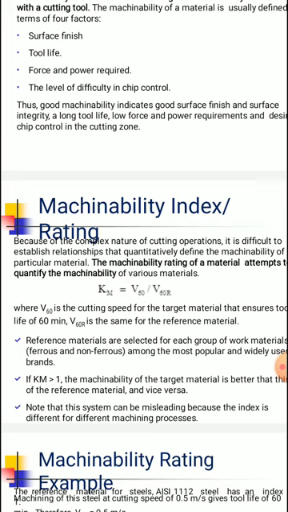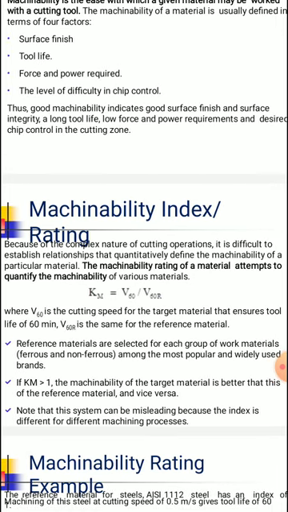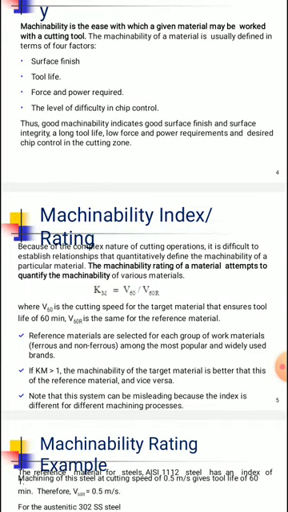We find it difficult to establish that analytical relationship. So for that purpose, the machinability rating of a material attempts to quantify the machinability of various materials. We will see this concept. For instance, let us consider the relation on the screen, which is given as Km equals V60 divided by V60R. Now what does this V60R mean?